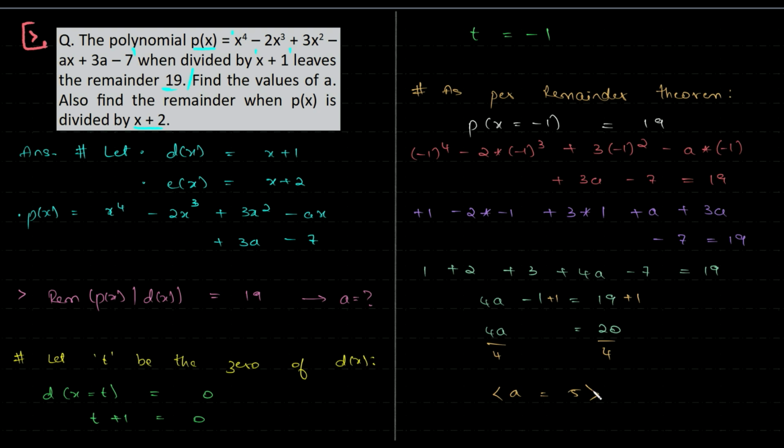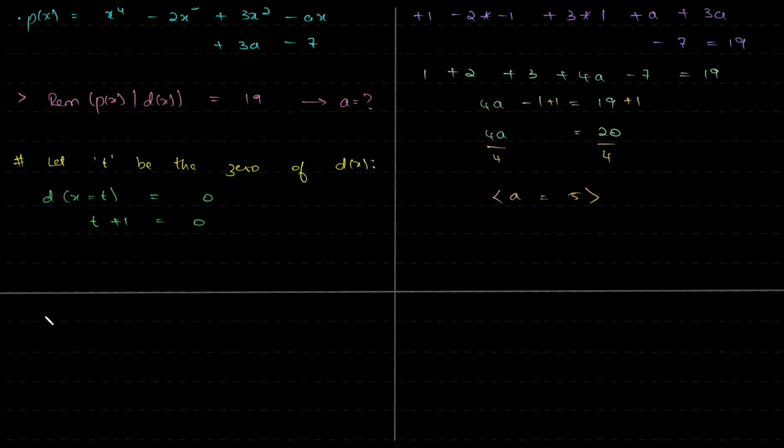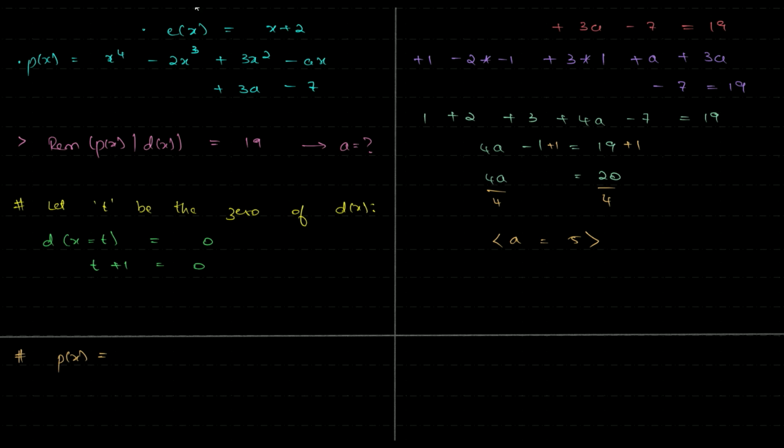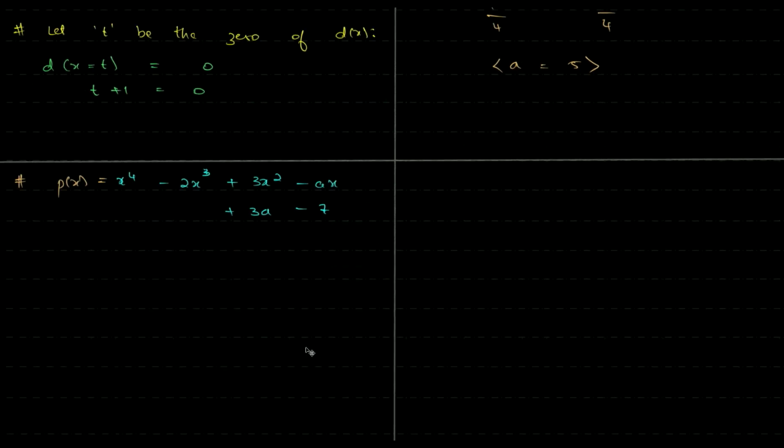Okay guys, so you found the value of a, and so your expression p of x will be equal to the same expression. I'll just copy this. Alright. So in place of a, I'm going to write 5. This is 5 and this is 15 into 5. So this would be equal to x to the power of 4 minus 2x cube plus 3x square minus 5x. 15 minus 7 is, yes, 8.